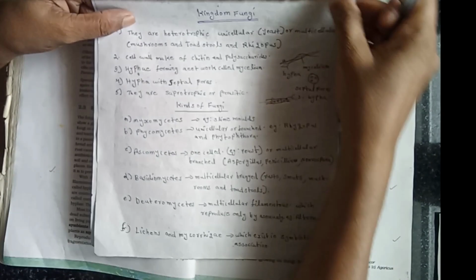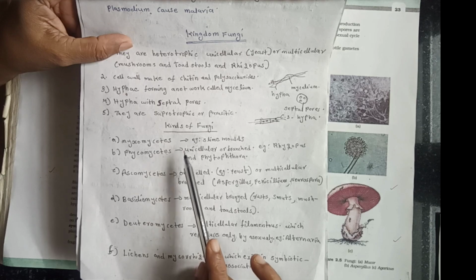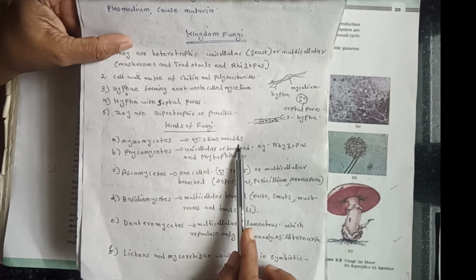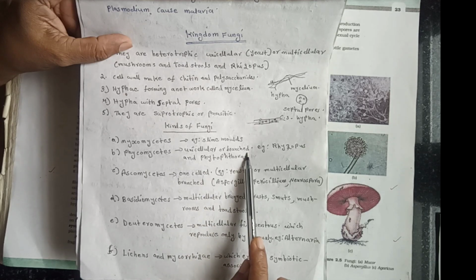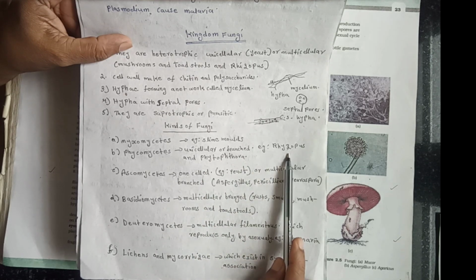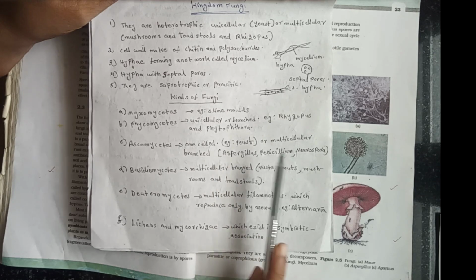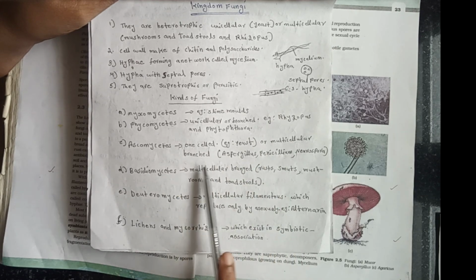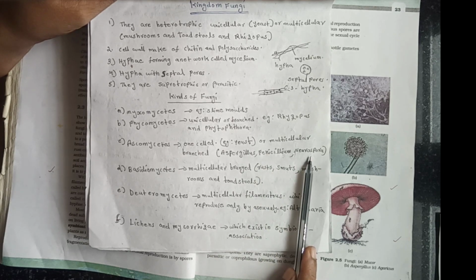Kinds of fungi. There are different kinds of fungi. First, Myxomycetes. Example, slime molds. Second, Phycomycetes, unicellular or branched. Example, Rhizopus and Phytophthora. Next, Ascomycetes, one-celled, example yeast, or multicellular branched, Aspergillus, Penicillium, Neurospora.